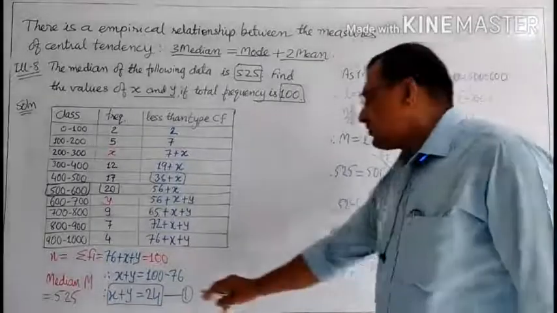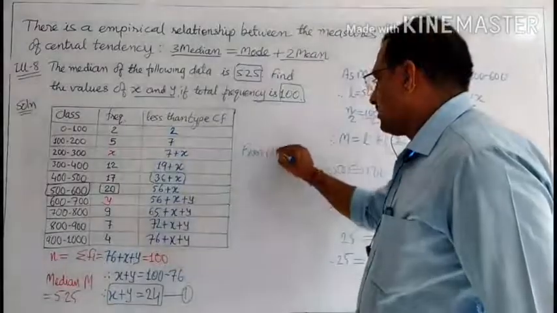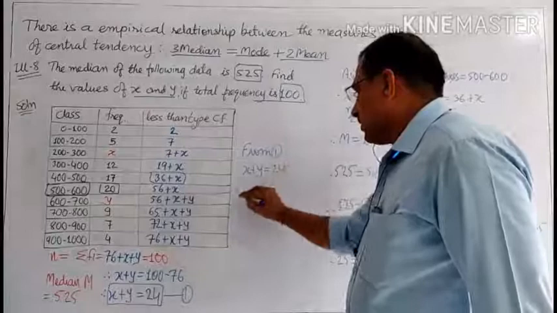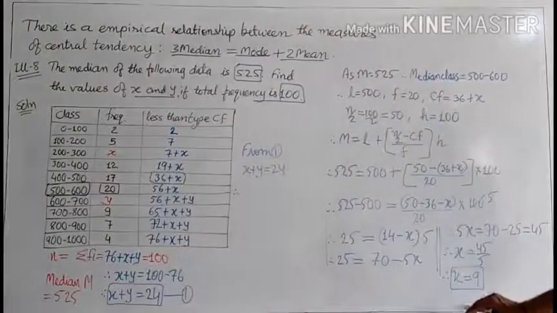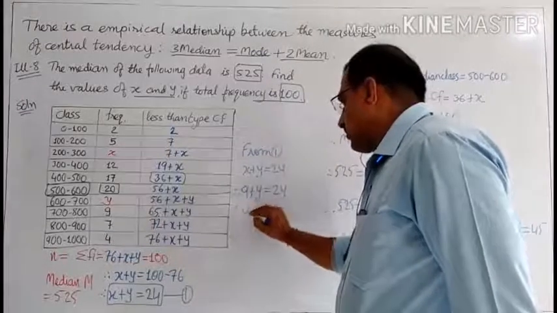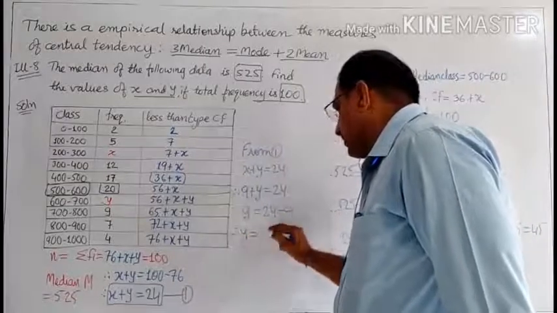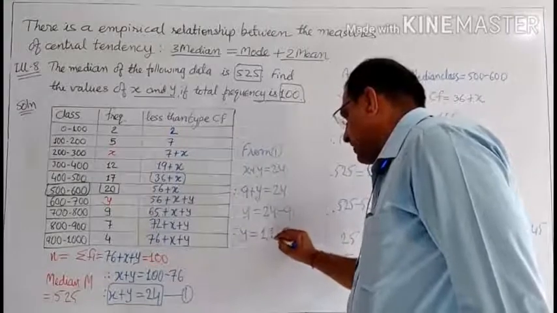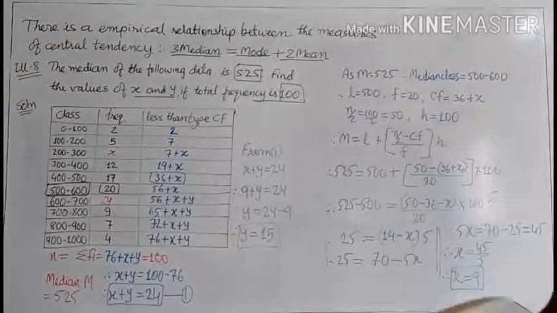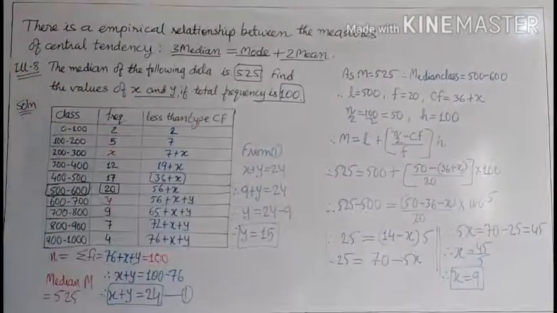One answer we got. So we can calculate the other part. From equation 1, it is given that x plus y is equal to 24. But we got x is equal to 9, so 9 plus y is equal to 24, and therefore y is equal to 24 minus 9, that is 15. So y is equal to 15 and x is equal to 9. So 9 and 15 are the two missing frequencies in this data where the median is given.